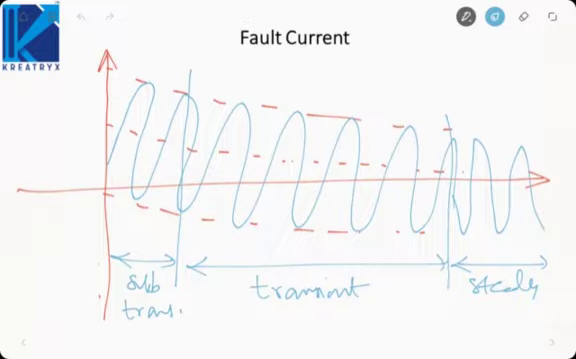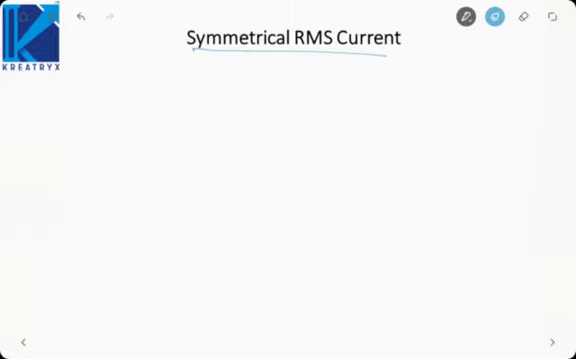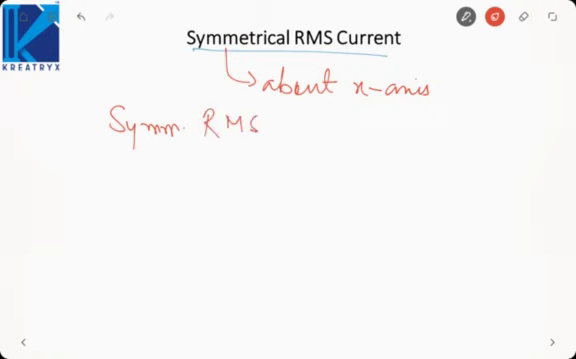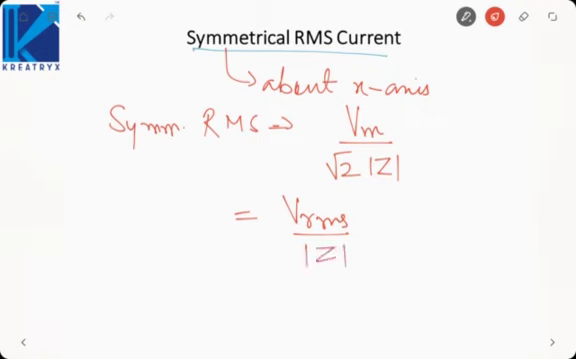So if we define the symmetrical RMS current, symmetrical current means the current which is symmetrical about the x-axis. Definitely this will be just the AC current, because AC current will be symmetrical. So symmetrical RMS is how much? It will be Vm by root 2 mod Z, because Vm by mod Z is the maximum value, Vm by root 2 mod Z is the RMS value. Or we can directly say Vrms by mod Z. That is your symmetrical RMS current.